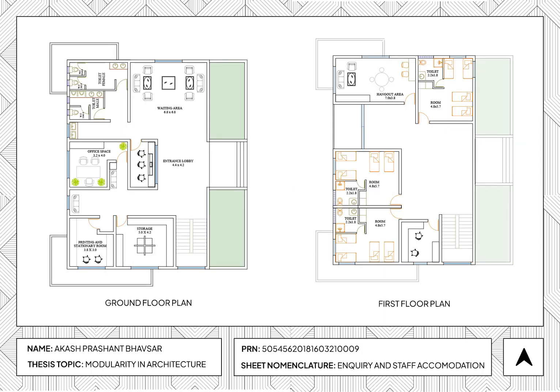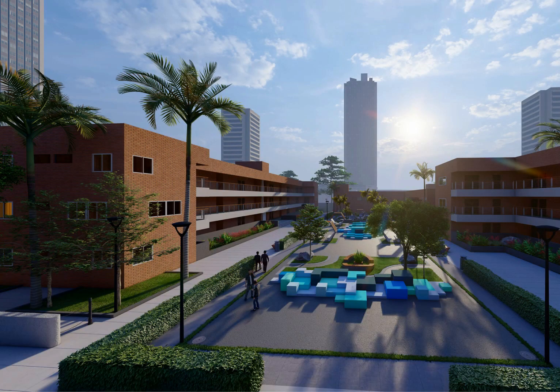Moving on to the admin block, the block consists of an inquiry desk and office space, while the upper floor acts as the accommodation for the wardens and the staff of the hostel. The accommodation block is placed in a way that it overlooks the whole campus and can be monitored by the staff.